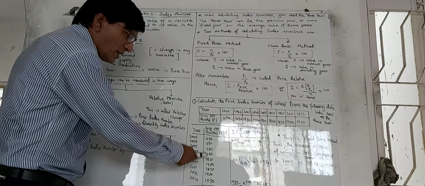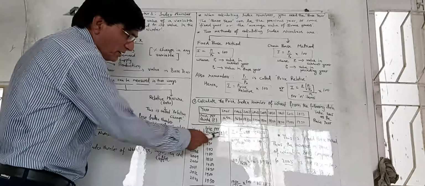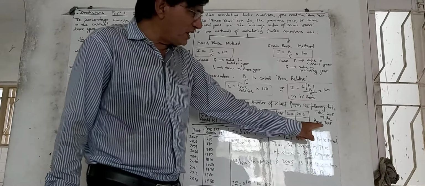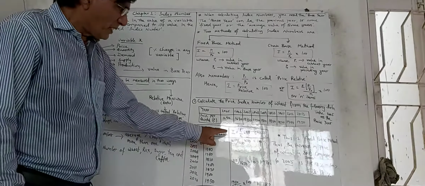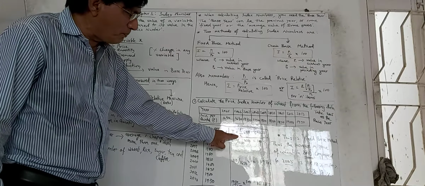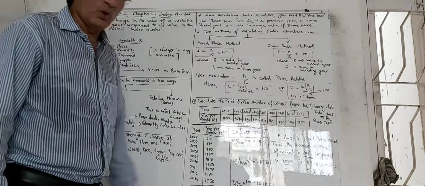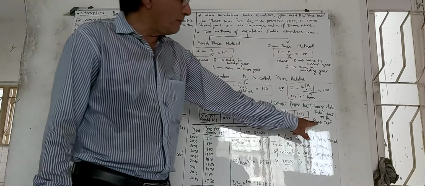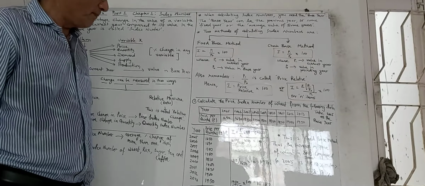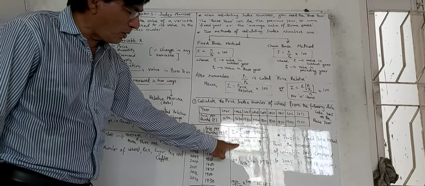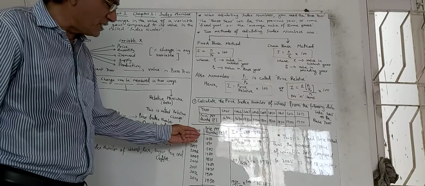This price is for the current year. For each one, this is the value of P1 for each current year. We are given the base year as 2005. So the index number will be P1 upon P0 into 100, where P0 will be 1650 because the base year price is 1650. So the 2005 index number would be 1650 upon 1650. Obviously, it is the base year.